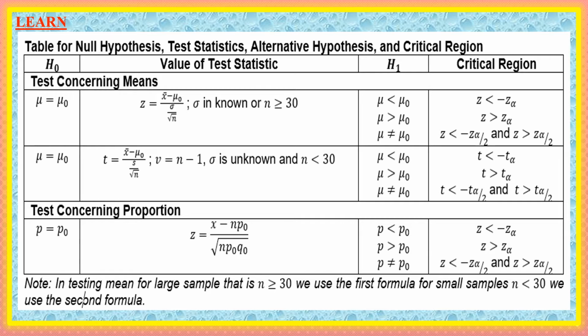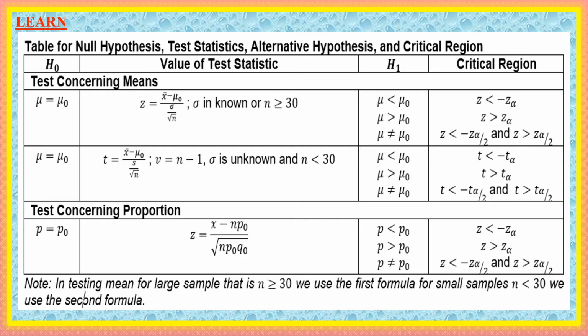For n less than 30, you have mu. For the alternative, you have mu equals mu null. Our formula or the test statistic is t equals mean minus mu null divided by s over square root of n. Take note that your v is equal to n minus 1.